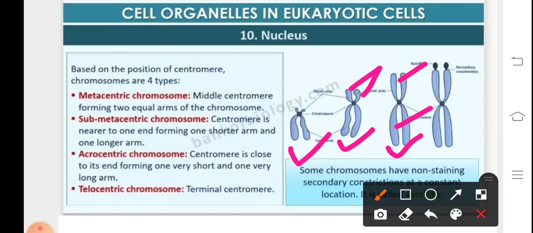The ends of the chromosomes are known as telomeres, and these are rich in guanine, that's the nitrogenous base, and telomeres shorten during the process of aging.